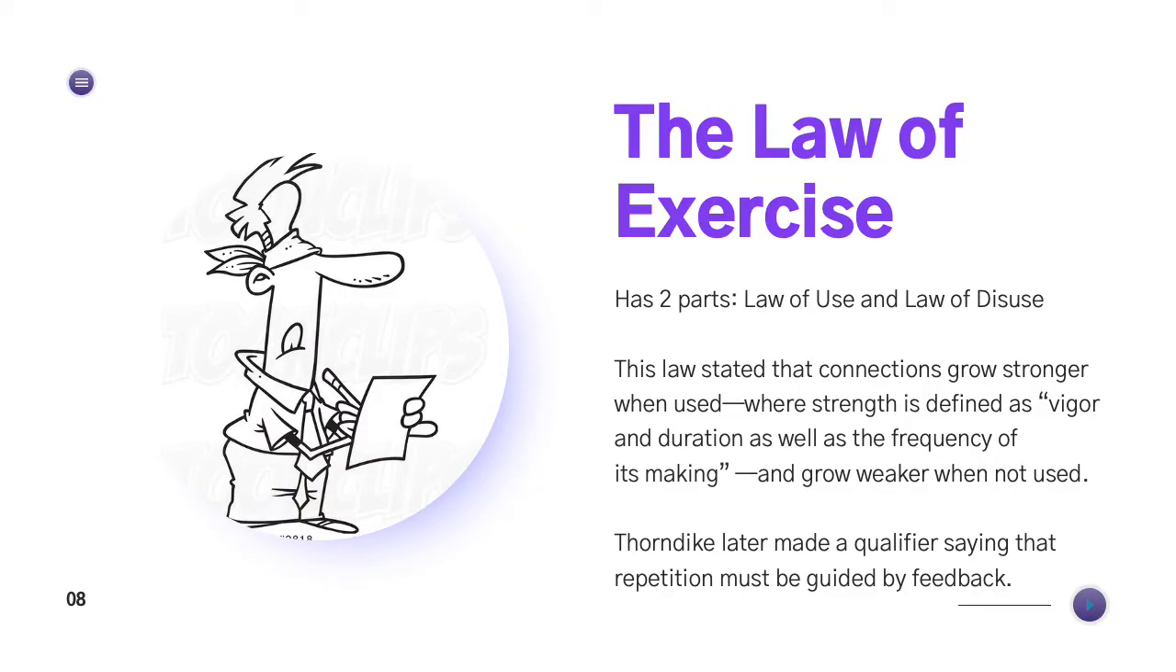The second law is the law of exercise, and it has two parts: the law of use and the law of disuse. This law stated that connections grow stronger when used and grow weaker when not used. Strength was defined as vigor and duration as well as the frequency of its making.